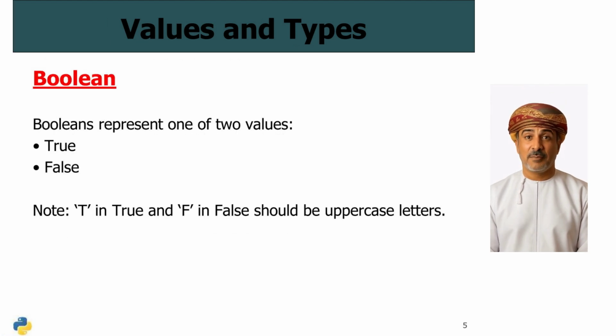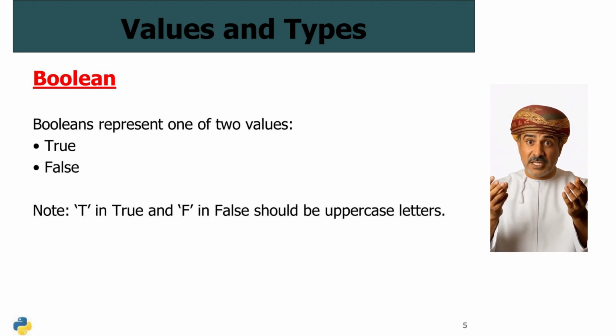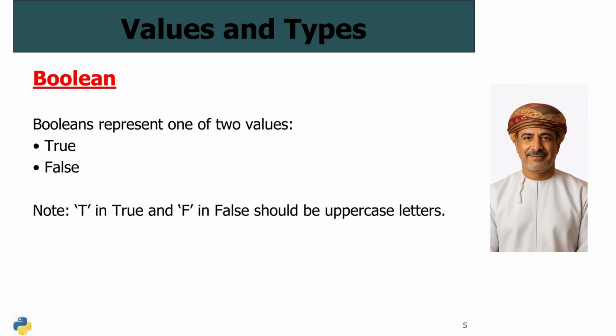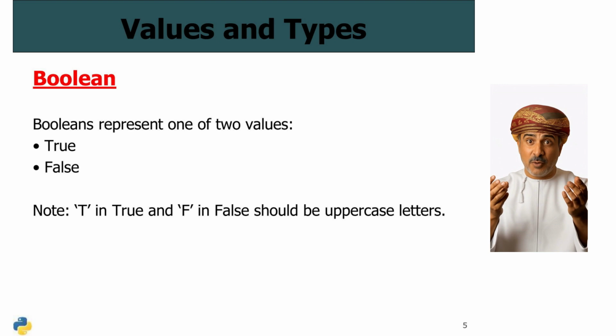Booleans in Python represent two values, True and False. These are crucial for control flow and decision-making in programming. Remember, the T in True and the F in False must be uppercase. Booleans are often used in conditions and loops to determine the execution path of a program.